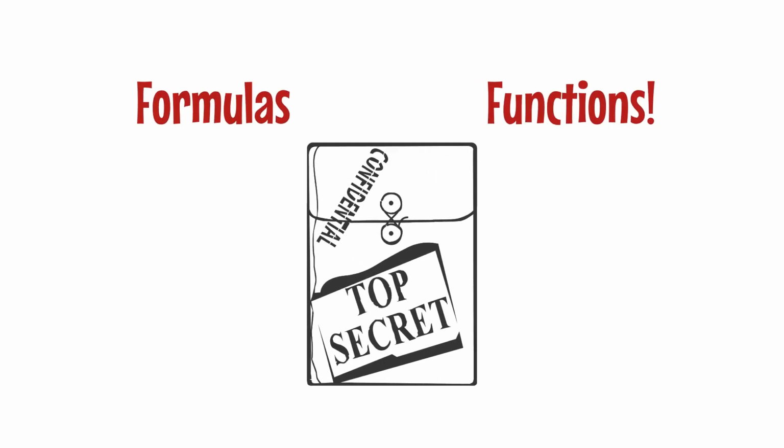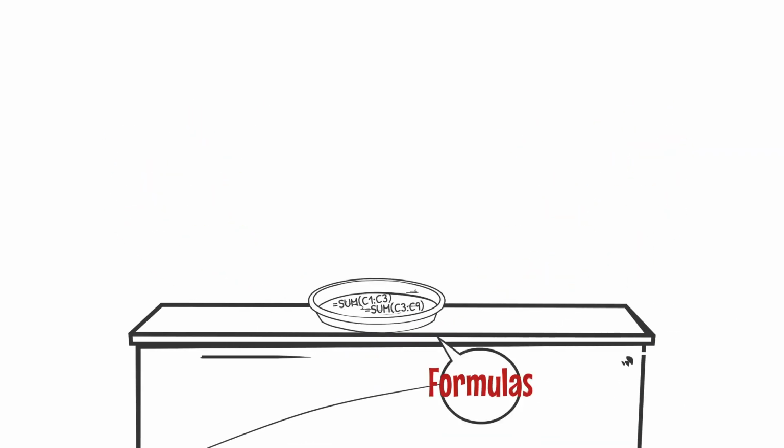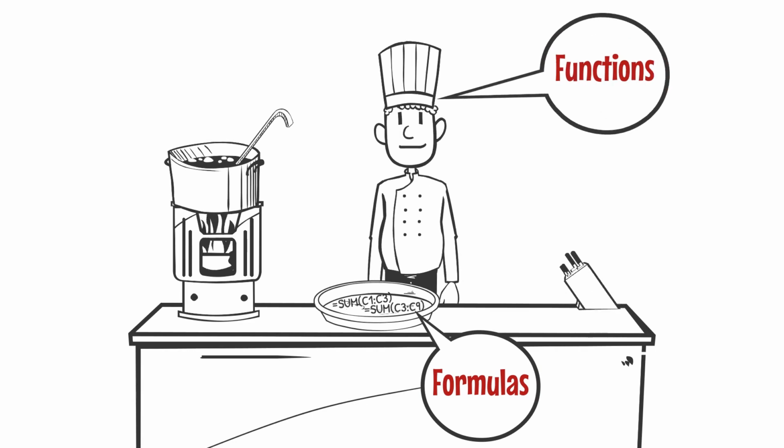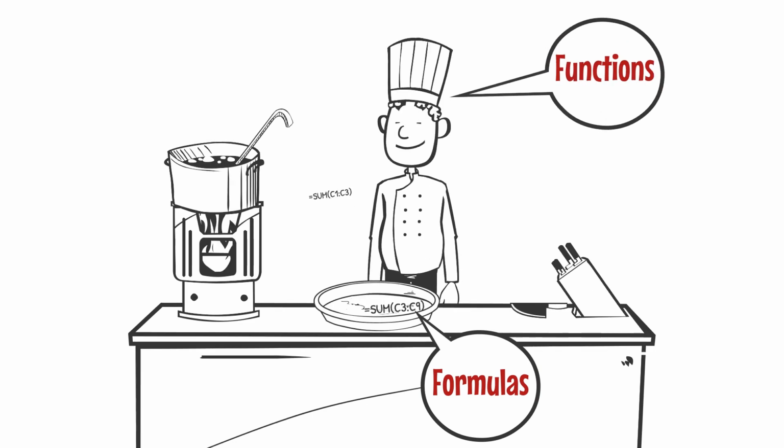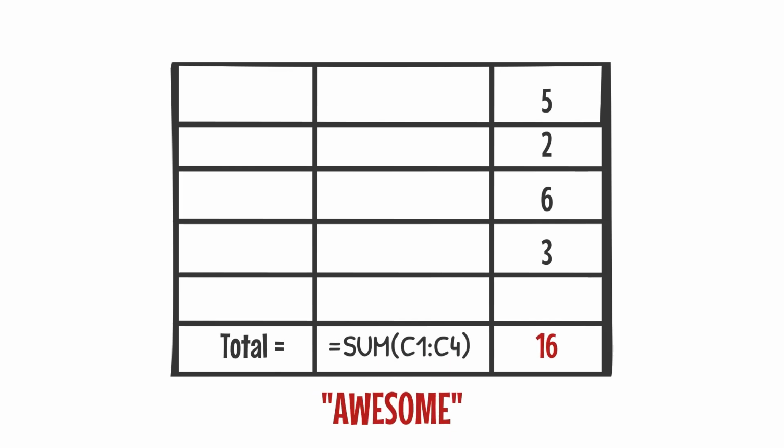And now, formulas and functions. They're like the secret recipes of Excel. Think of formulas as the ingredients and functions as the chefs. You tell them what to do, and they create the magic. For example, you can use a function to calculate the sum of numbers faster than you can say awesome.